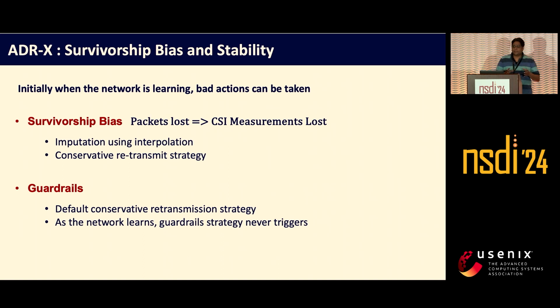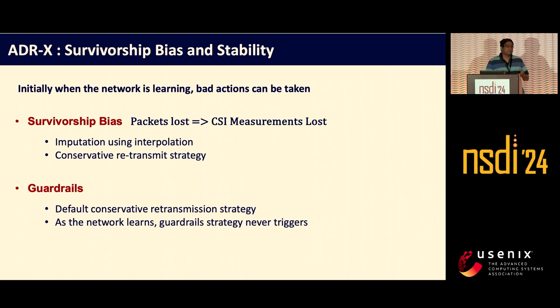One of the very tricky things was survivorship bias. So essentially, when you lose a packet, you also lose the CSI measurement that you're getting from it. So you end up getting only measurements from successful packets, and that's really horrible to train your neural net on.